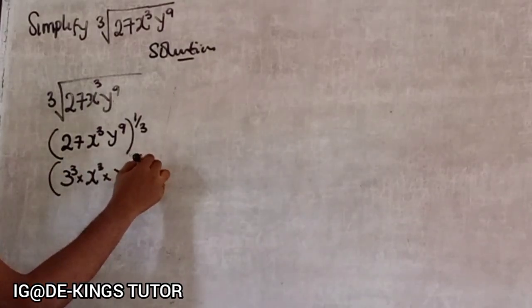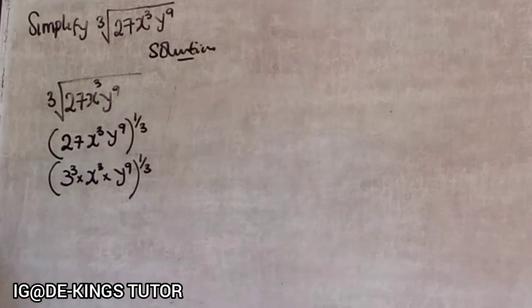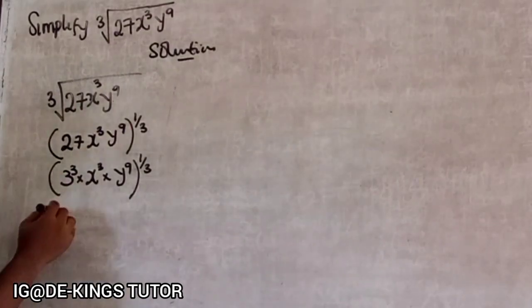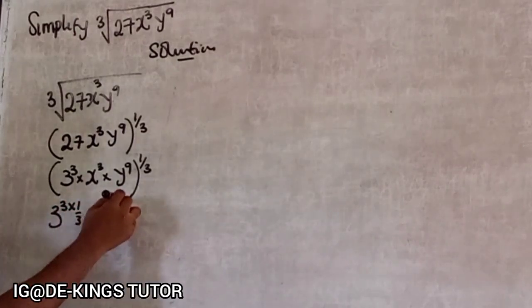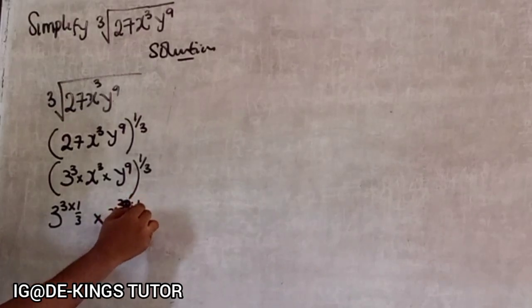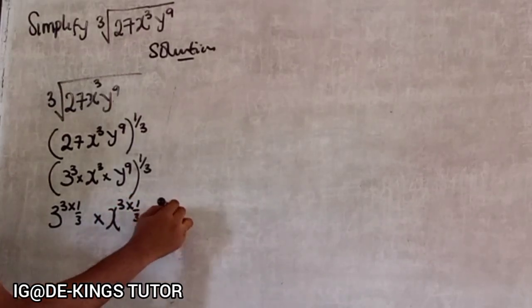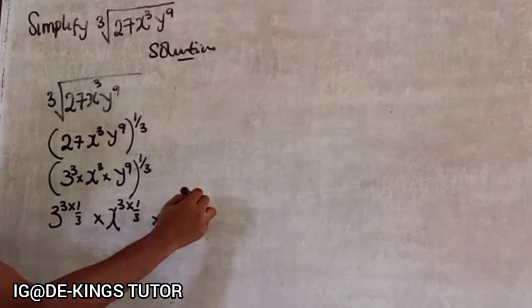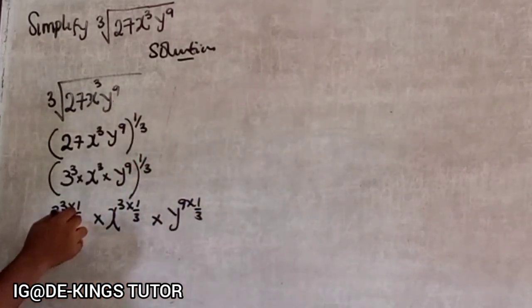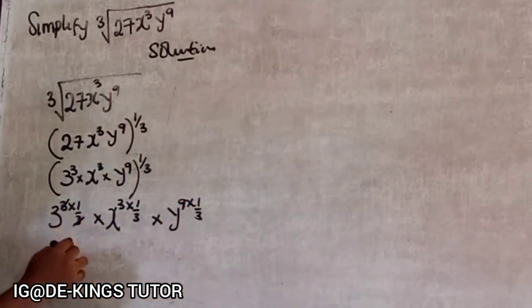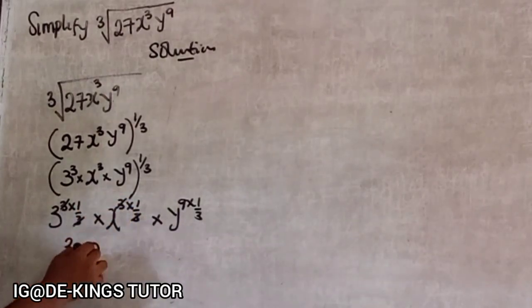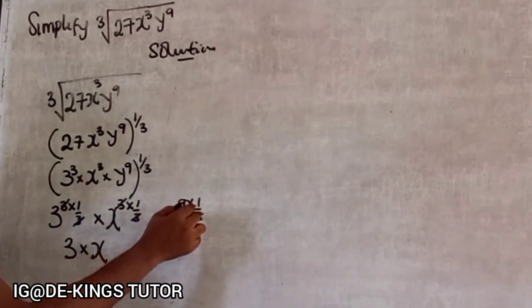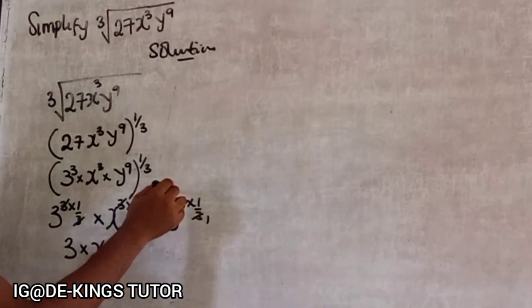Good. So from there now, if we simplify this, we can have 3 raised to the power of 3 times 1/3, times x raised to the power of 3 times 1/3, times y raised to the power of 9 times 1/3. So if this cancels this, we have 3; this cancels this, we have x; this here is 1, this is 9.